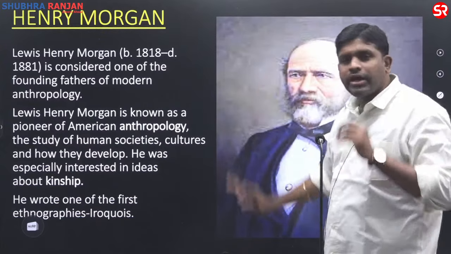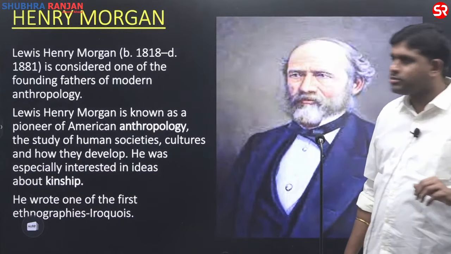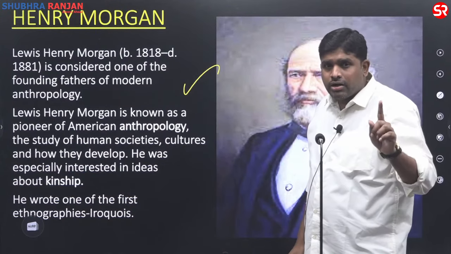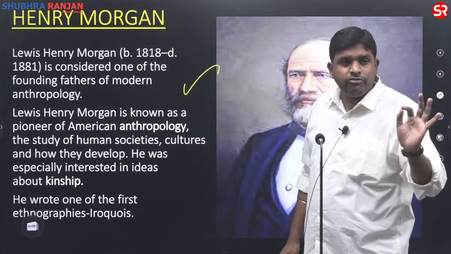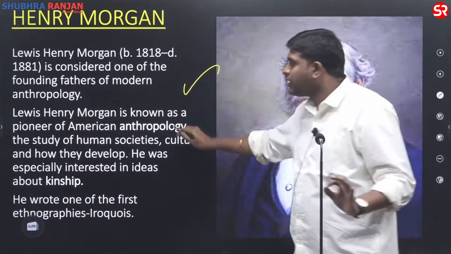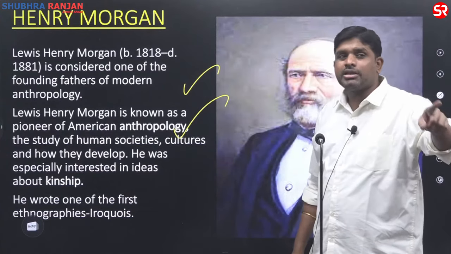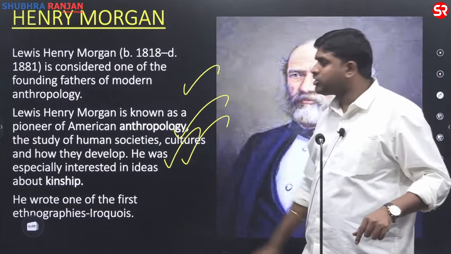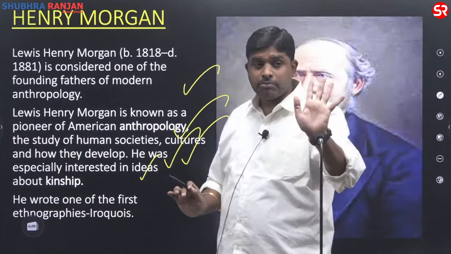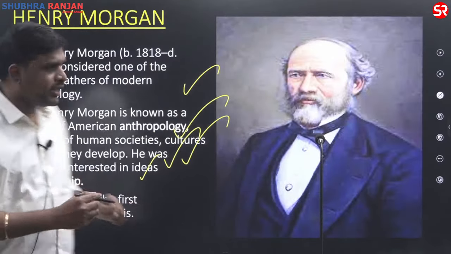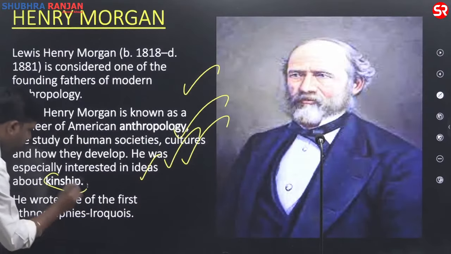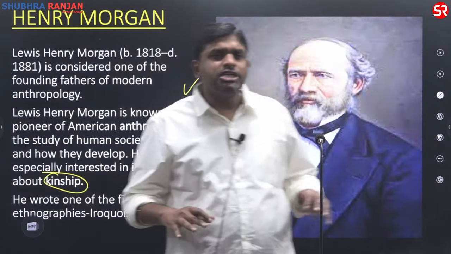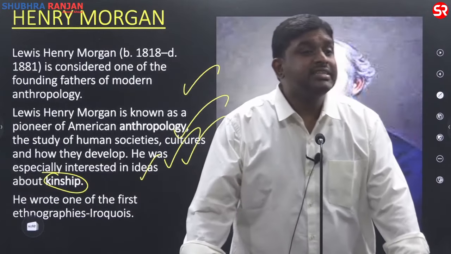Second person is Henry Morgan, American anthropologist. One of the founding fathers of modern anthropology. He is known as the pioneer of American anthropology. The study of human societies, cultures and how they develop. He was especially interested in ideas of kinship. And the most important point, that is kinship. He was very much interested in studying the society's kinship.